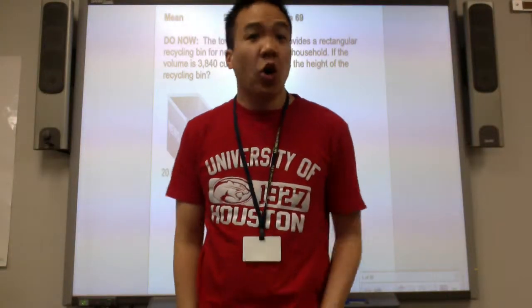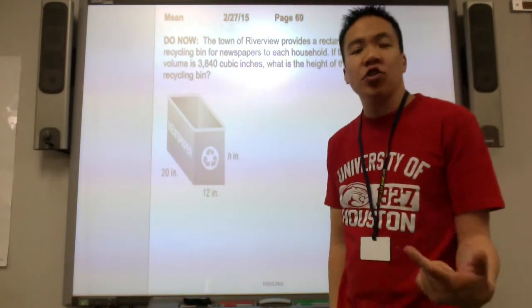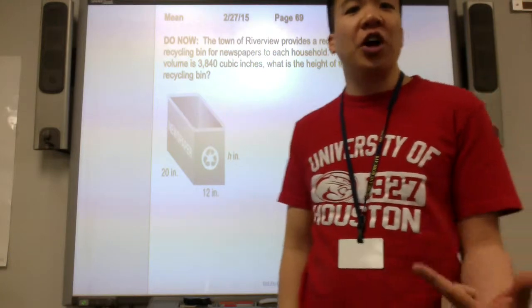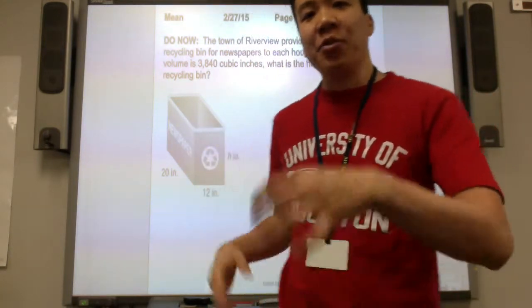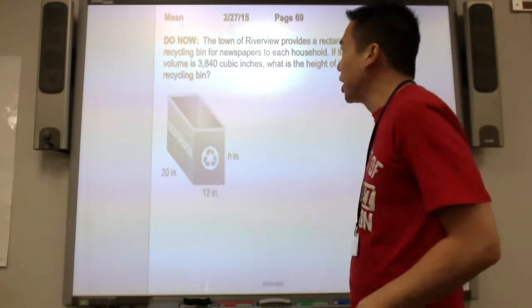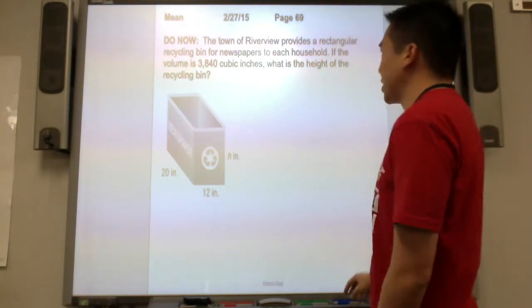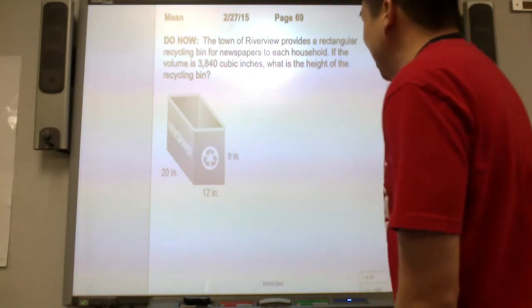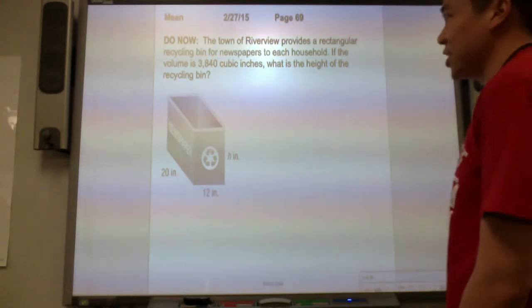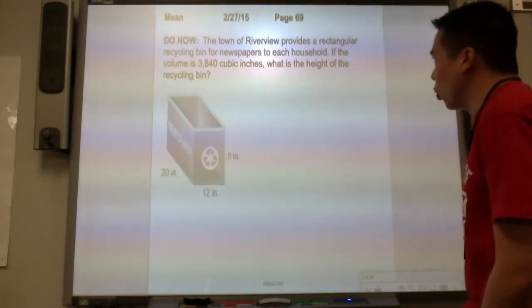The topic is over mean or average. Before we talk about it, let's talk about our last lesson over volume of a rectangular prism, how much capacity it holds. The town of Riverview provides a rectangular recycling bin for newspaper to each household. If the volume is 3,840 cubic inches, what is the height?